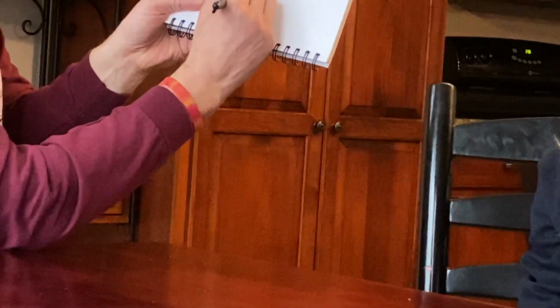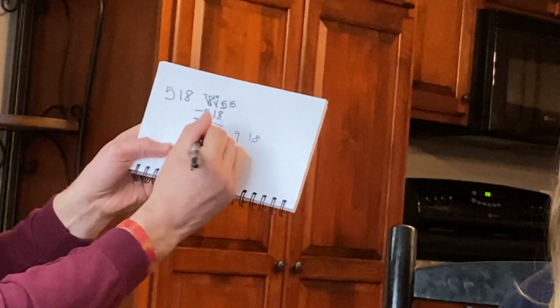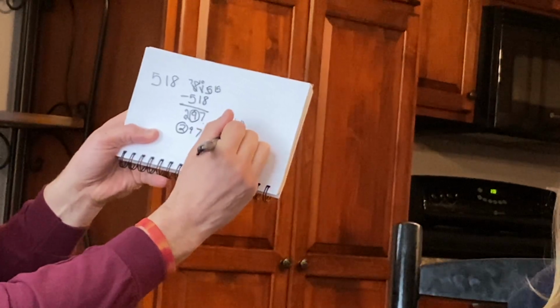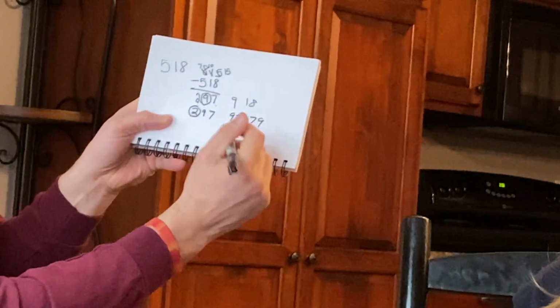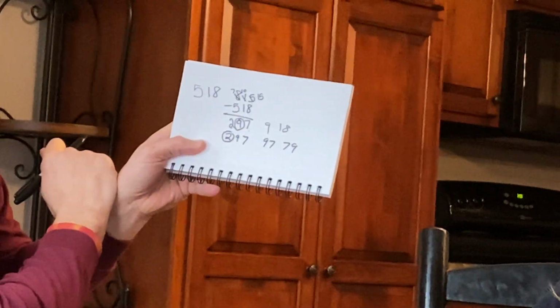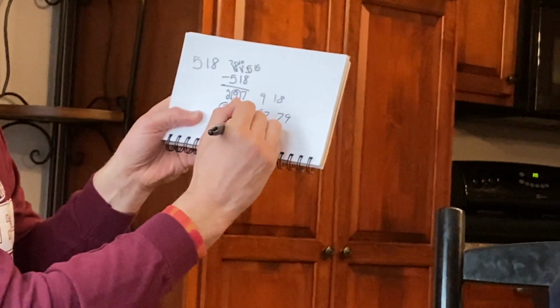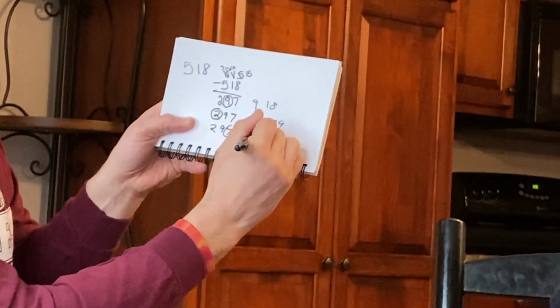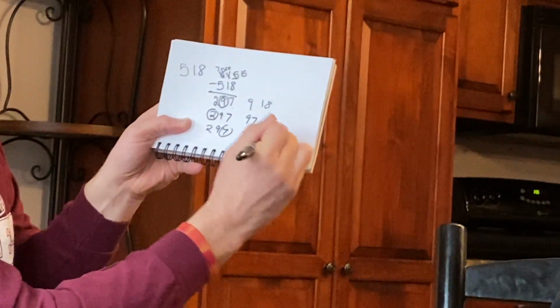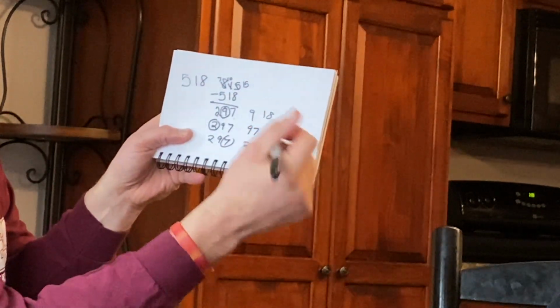If we mix it up here a little bit, if she would have circled the 2, then she would have either given me 97 or 79. Either way, it adds up to 16, and 16 plus 2 is 18. Or she could have circled the 7. Therefore, she would have either given me the number 29 or 92. 9 plus 2 is 11, and 11 plus 7 is 18.